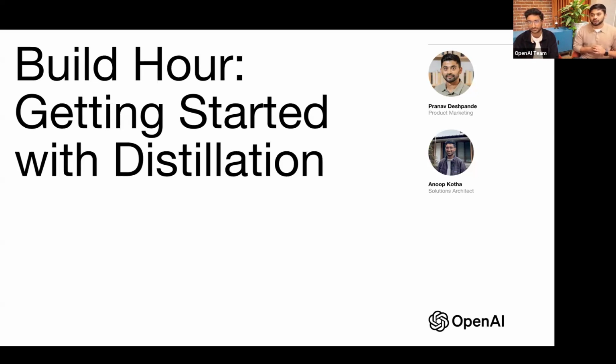Just for some context, we launched Distillation in the API platform a little over a month ago at DevDay SF. It's a suite of tools to make it faster and easier to use the outputs of larger models to improve smaller, faster models on very specific tasks. And so Anoop has some amazing demos for you to cover this and more as we get into the content today.